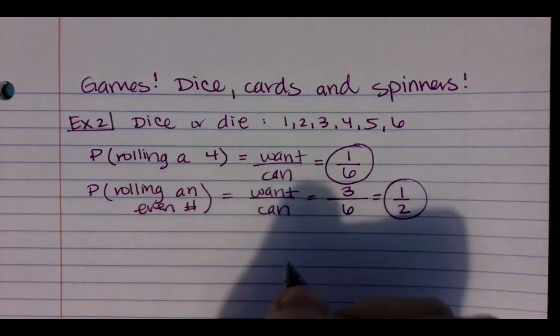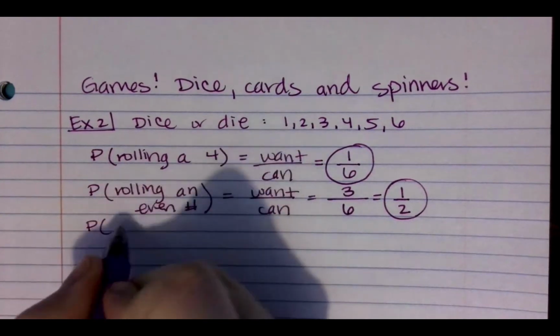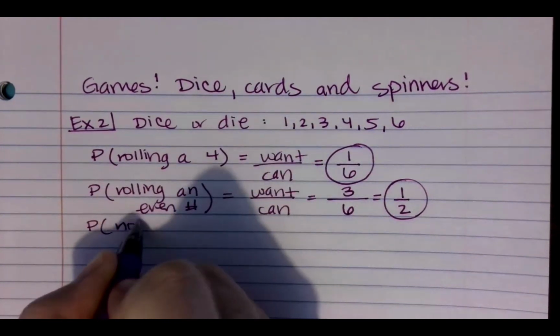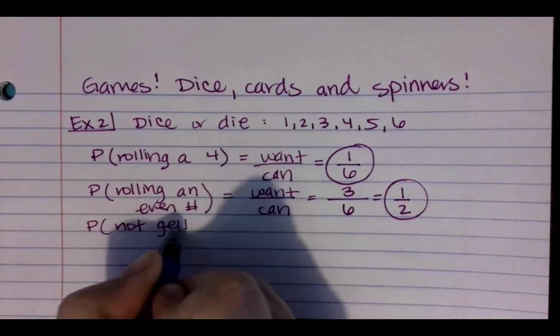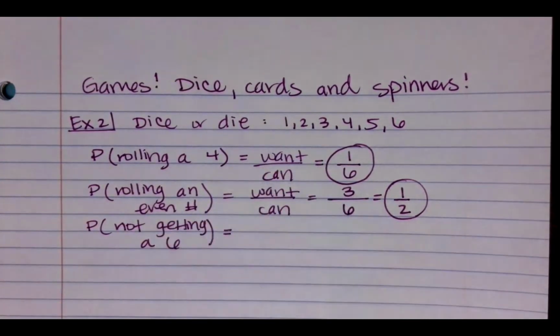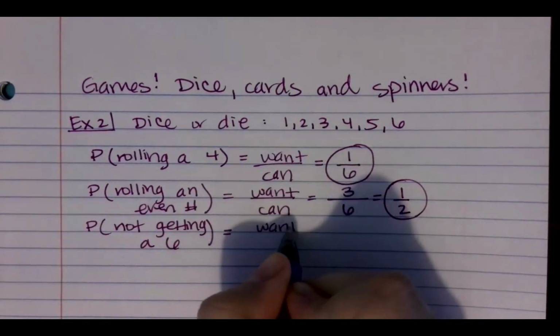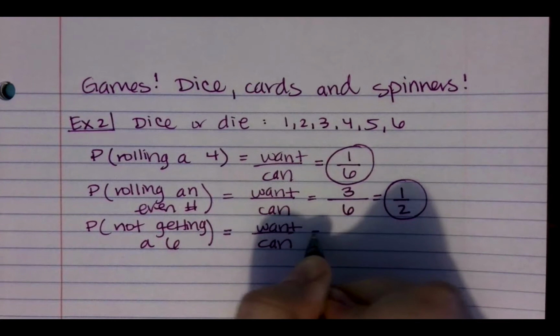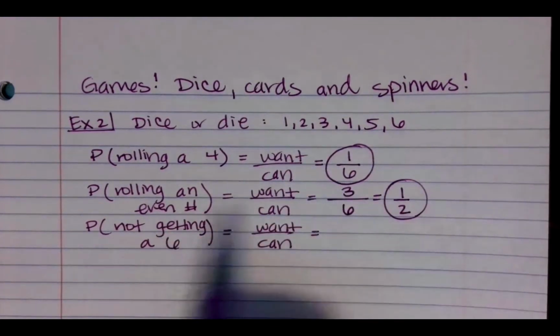Okay. One more example here. We're going to do the probability of rolling a dice and not getting a 6. Let's say you're playing a game and you just don't want to get a 6. So what do we want? What can happen here? We want to not get a 6. So we don't want a 6.